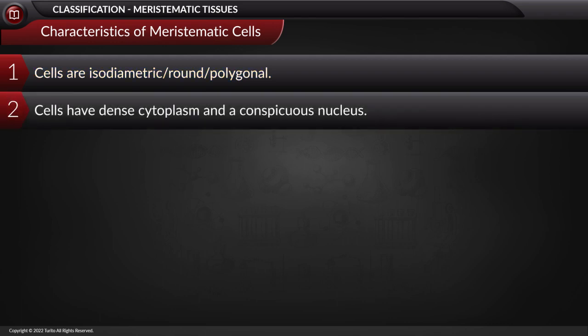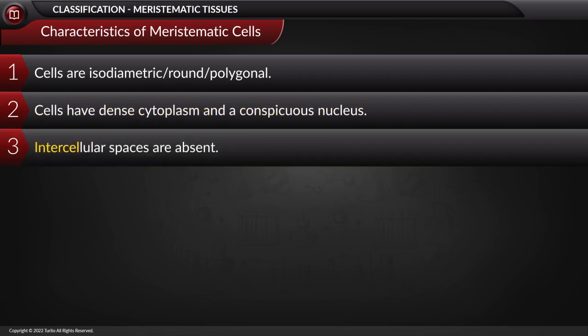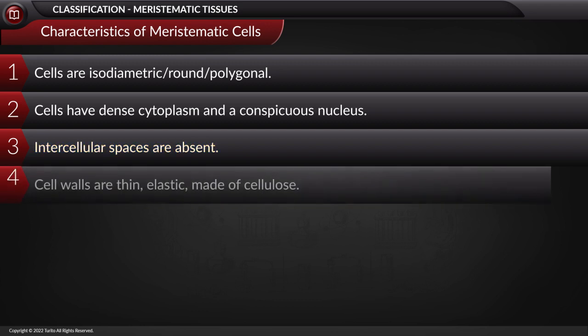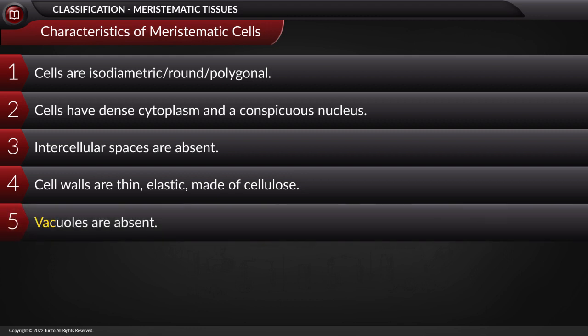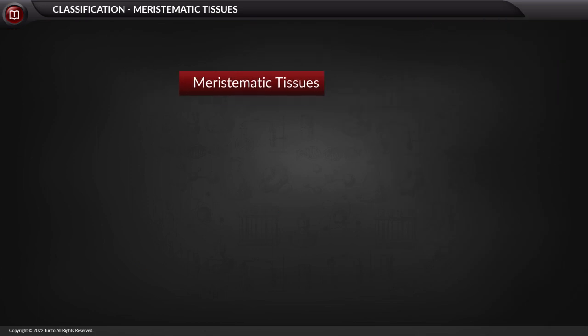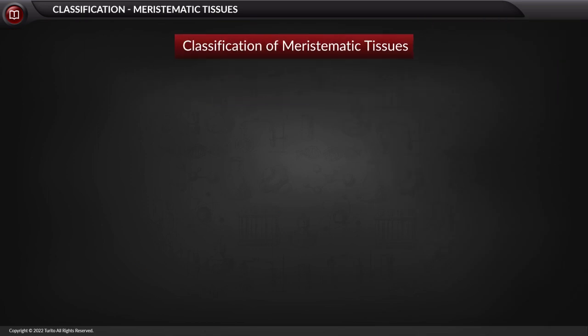The cells are active, with dense cytoplasm and a conspicuous nucleus. The intercellular spaces are absent, and the cell walls are thin, elastic, made of cellulose. It is to note that meristematic cells do not possess any vacuoles. These are the general characteristics of meristematic cells. It is also important to understand the classification of meristematic tissues.